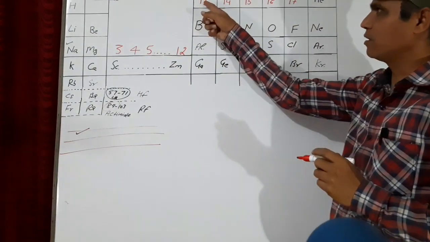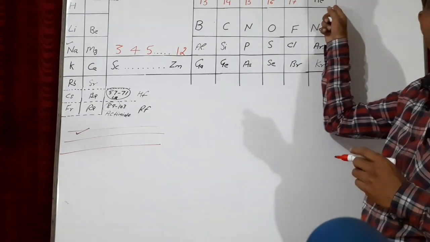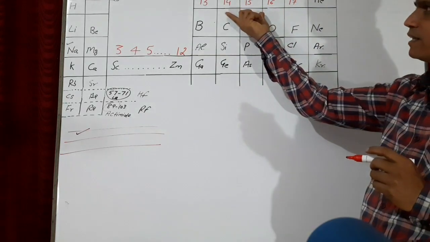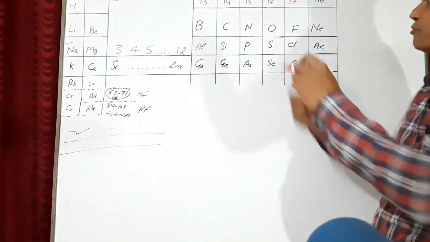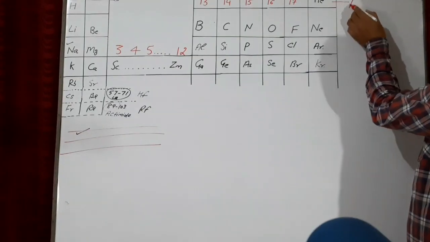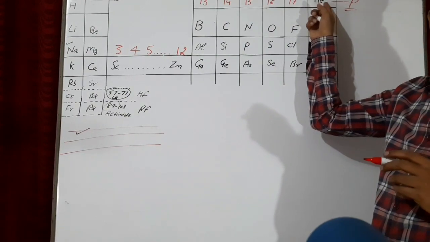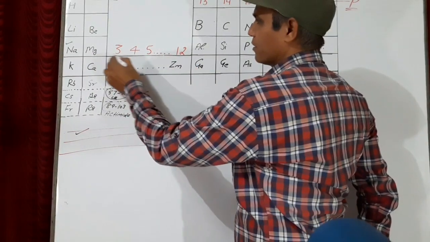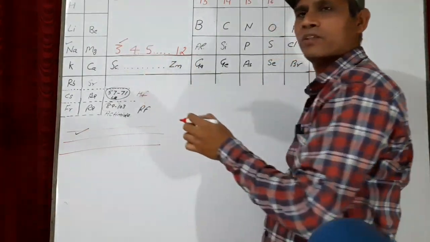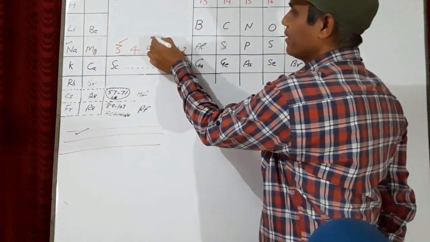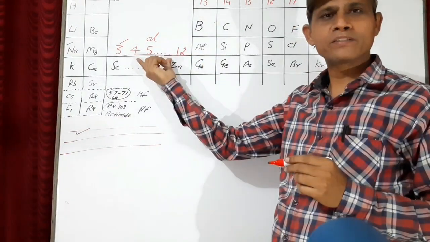Here, group numbers 13, 14, 15, 16, 17 and 18, the electrons are in the P subshell. Therefore, these are known as P block elements, 13 to 18. Then groups 3 to 12, the electrons are filled in the D subshell. Therefore, these are known as D block elements.